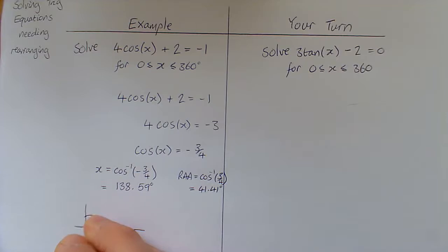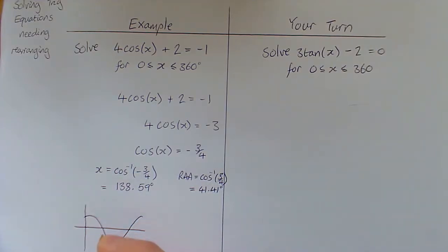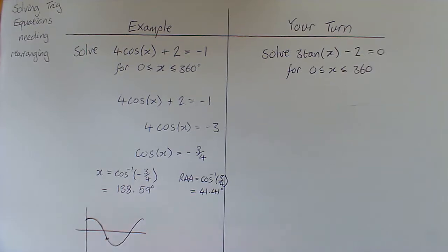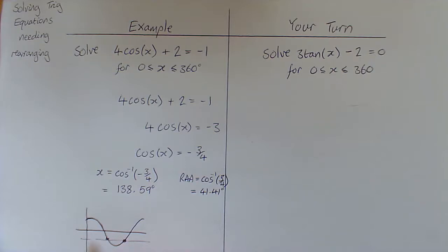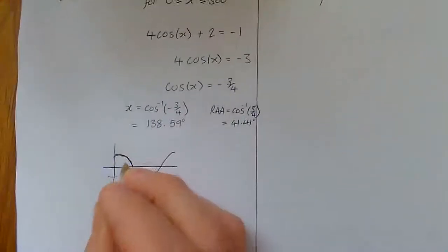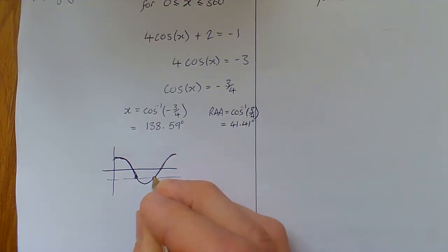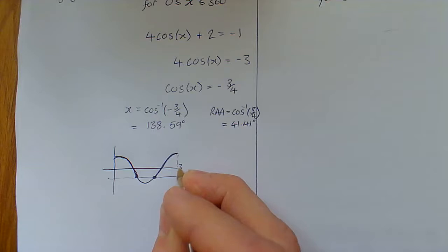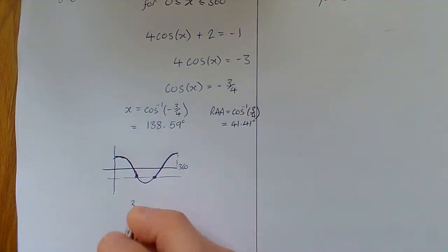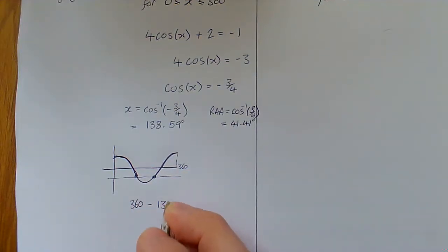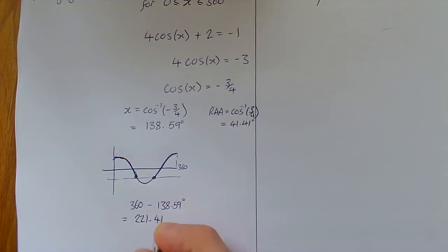Draw ourselves our graph. It's a cos graph we're after. So our first angle is 138.59, which takes us along to a point about here, which makes sense. We're at about minus 3/4. So our first angle is taking us all the way along on our graph until we get to here. So the matching bit would be this section here. So we're coming back from 360 by 138. So we're doing 360 take away 138.59 degrees. If you do that, you arrive at 221.41 degrees.